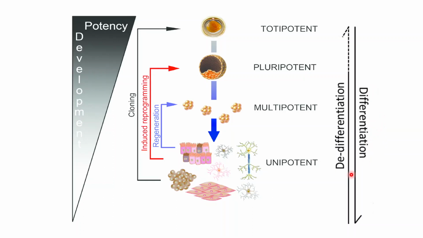And sometimes a differentiated cell, that is, a cell which has acquired the highest level of specialization, can be made to de-differentiate, that is, it can be induced to acquire a more progenitor, more primitive state. This process is known as de-differentiation.